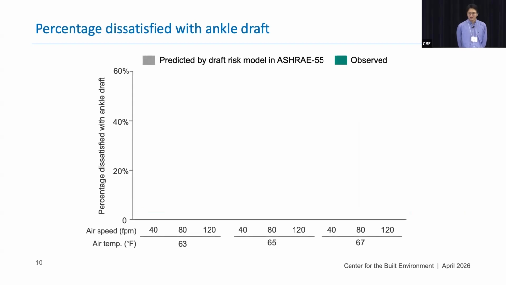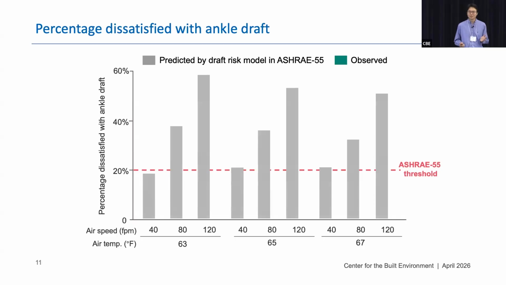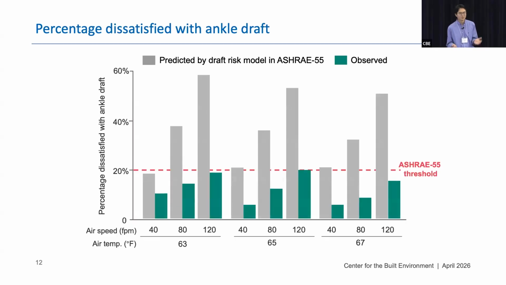Using this experimental data, we then applied the existing ankle draft risk model to calculate the mean predicted dissatisfaction percentage for each experimental condition and compared it with what we observed. The result shows that under all conditions, the existing model predicted dissatisfaction percentage ranging from 20% to nearly 60%. However, this is not consistent with what we observed. In reality, the dissatisfaction percentage remained below 20% under all conditions.